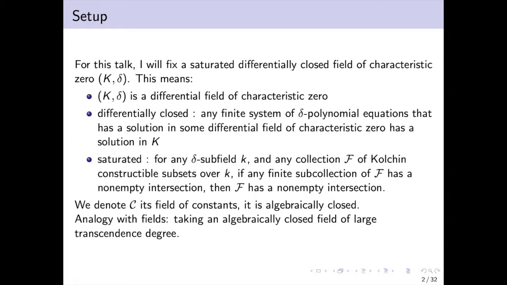And saturated means that if I have a collection of constructible subsets over a small field k, and every finite subcollection has a nonempty intersection, then it has a nonempty intersection in my big field K. So basically it's a way to find generic points in big K. And I will always denote by curly C the field of constants, which is an algebraically closed field. It's the same as taking an algebraically closed field of large transcendence degree. That's basically the idea here.